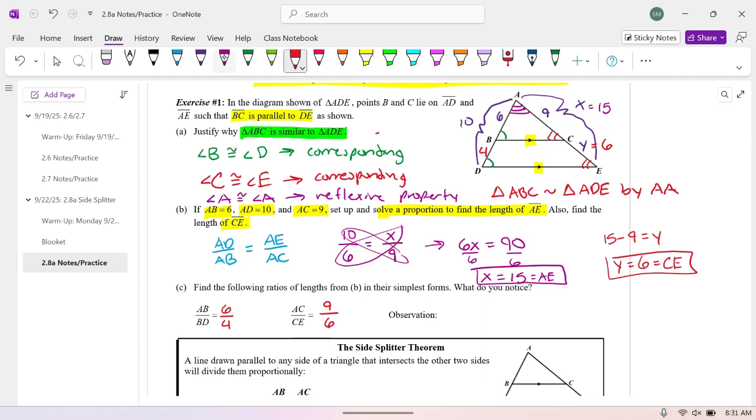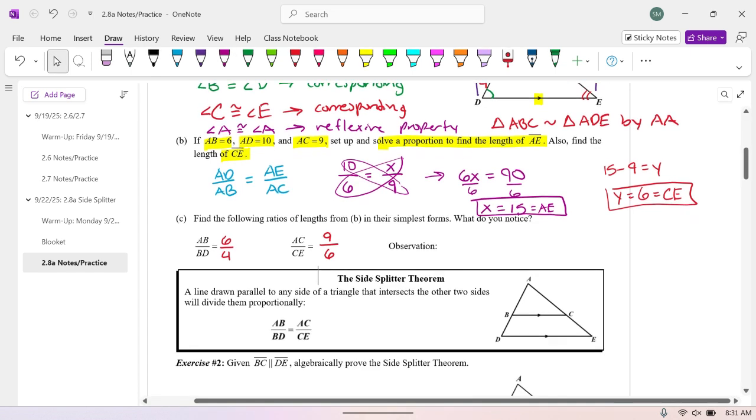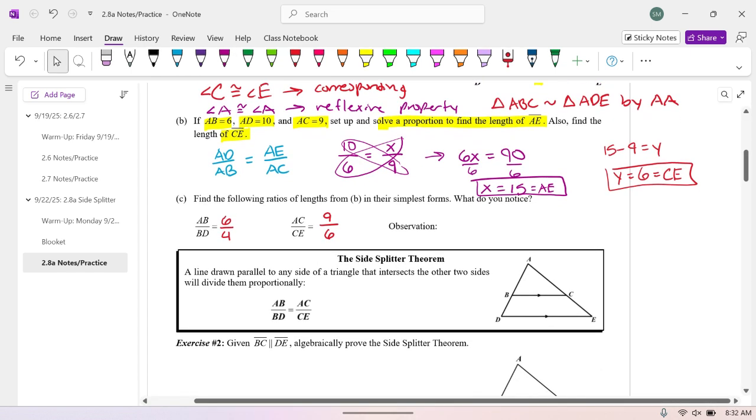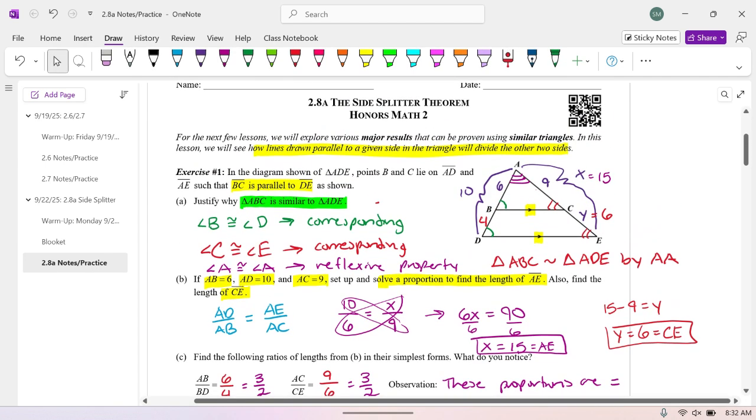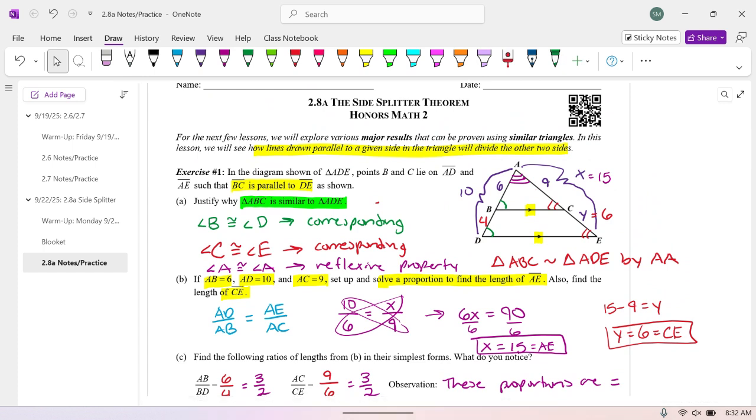Now, if I simplified these two fractions, what would the first one be simplified to? So AB over BD, 3 over 2. What about the second one? What's it simplified down to? 3 over 2. So what do you guys notice about this? Right, so these proportions are equal.